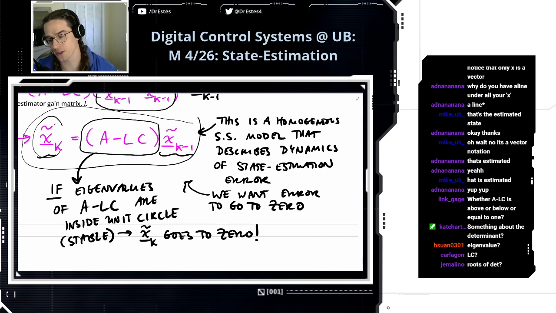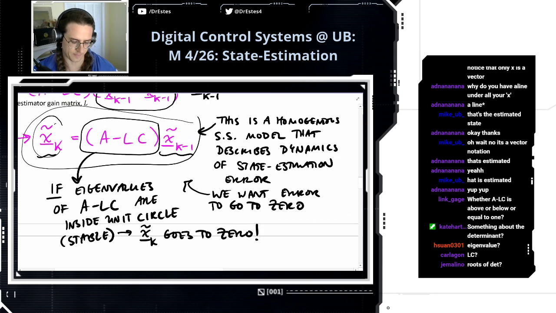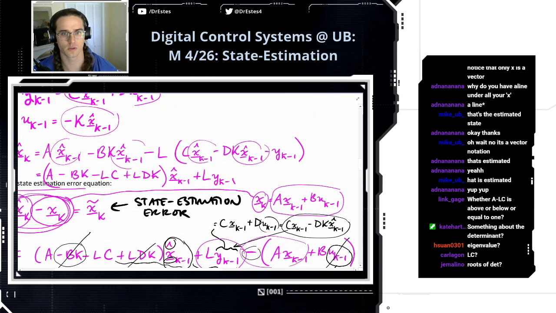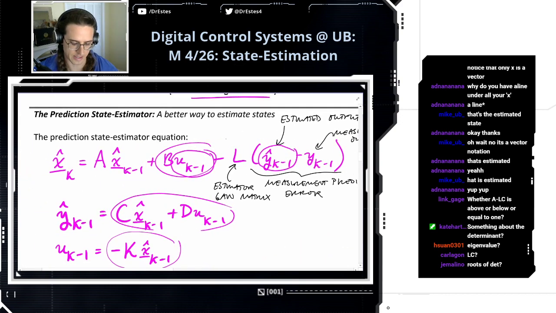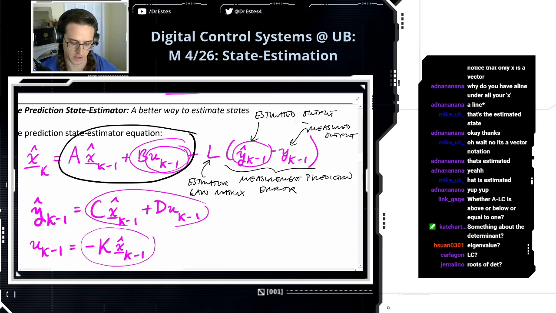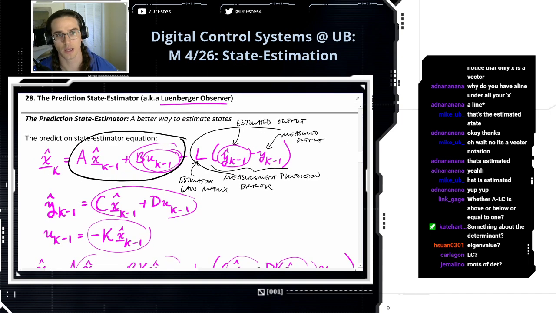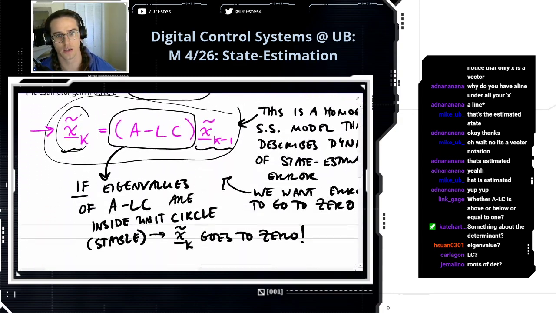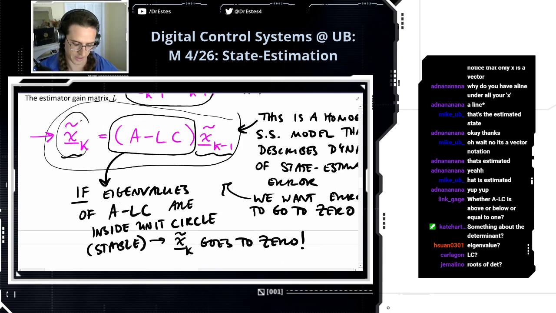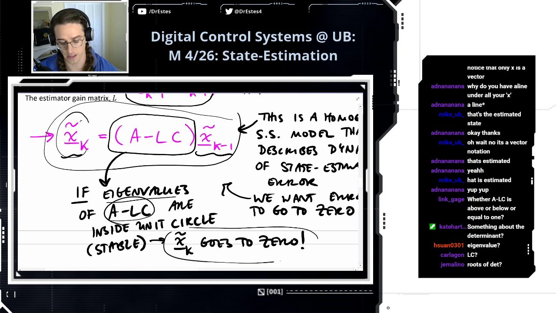And that's kind of estimation. And so this equation, if I was trying to just conceptually explain it to somebody, it takes our model and it takes our sensor measurements and it tries to put them together to make the best sense of it. And the end result is that if I can make the eigenvalues of this thing inside the unit circle, then my estimated states should go to whatever those true states might be.